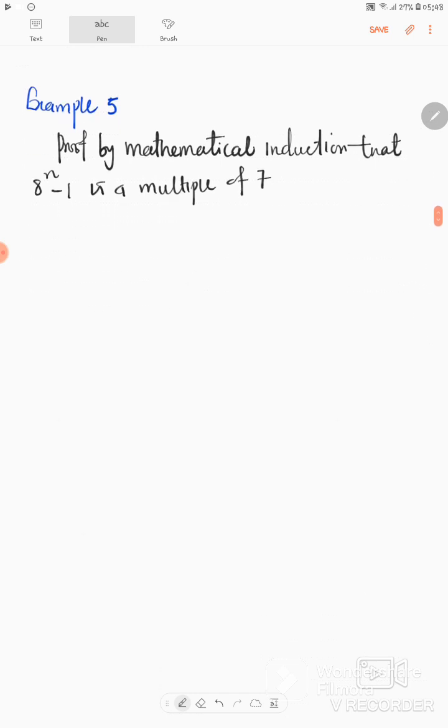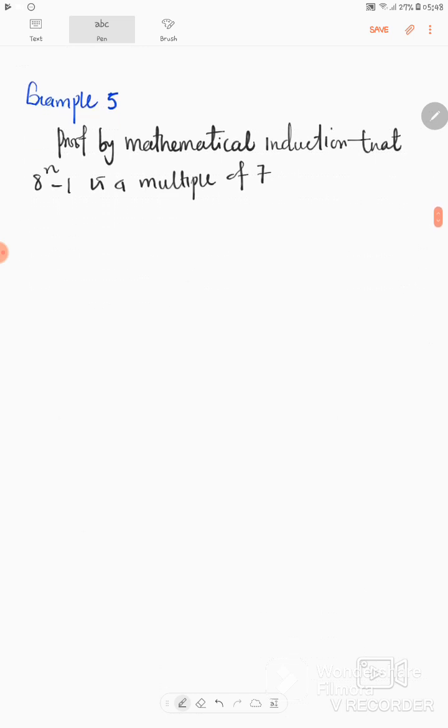Okay, now moving to example 5. Prove by mathematical induction that 8 raised to power n minus 1 is a multiple of 7. Let's start the solution. Don't forget our first step. Step 1: assume that n equals 1. Let's put it into it. That 8 raised to power 1 minus 1 gives us 7. Therefore, step 1 is true.